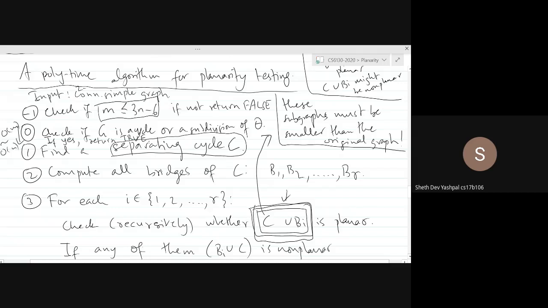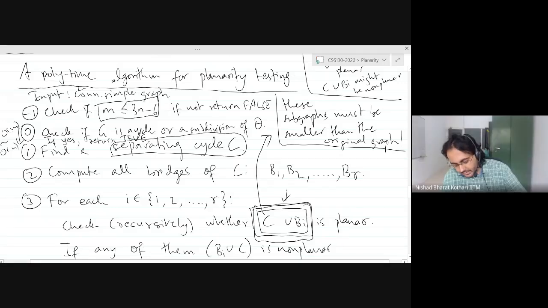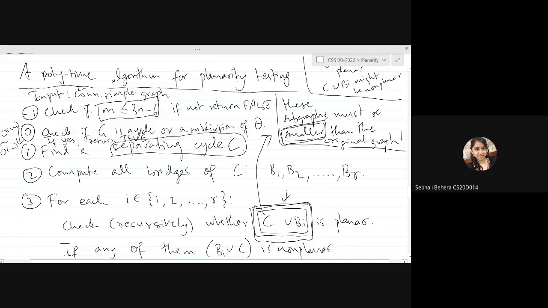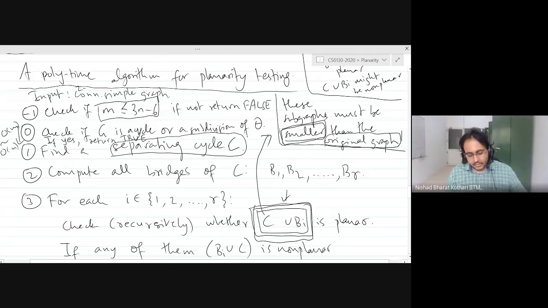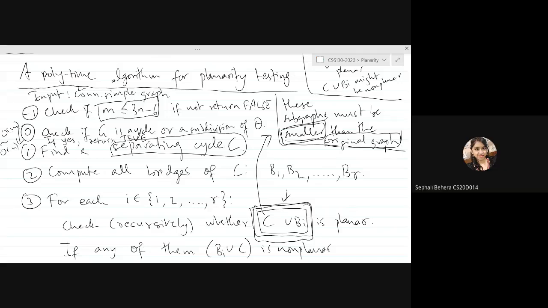Otherwise, it will go into recursion, right? Right. We need these graphs to be smaller. If we had exactly one bridge, then the cycle plus the bridge will just be the original graph, so there is no point in doing recursion. Whenever we do recursion, we must get smaller subproblems. And when we have 2 bridges, then these graphs will be smaller than the original graph. Do you see that, Shefali? Yeah, now I understand. So this is why we need a separating cycle. Otherwise, C union B will be the same as the original graph. Okay, good.